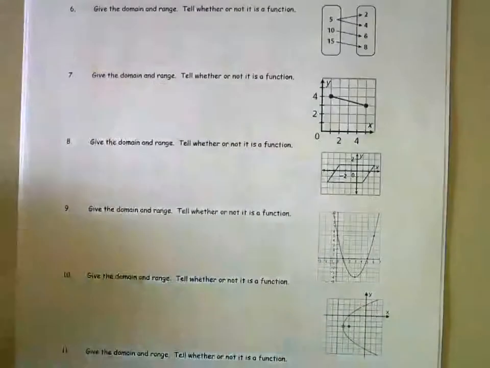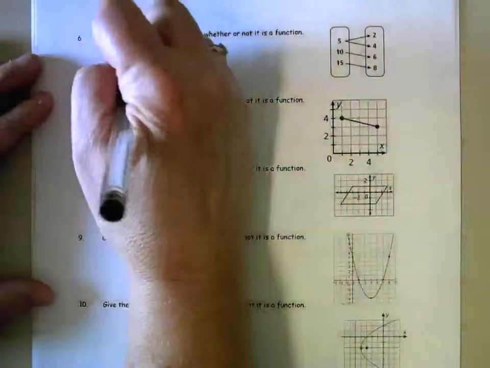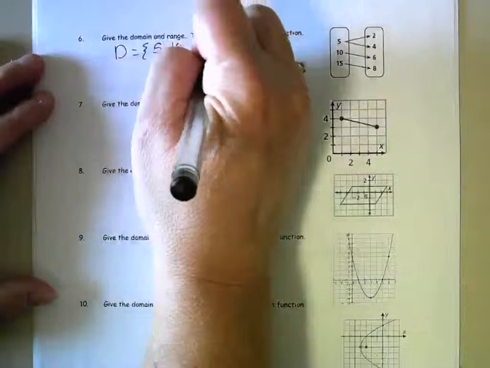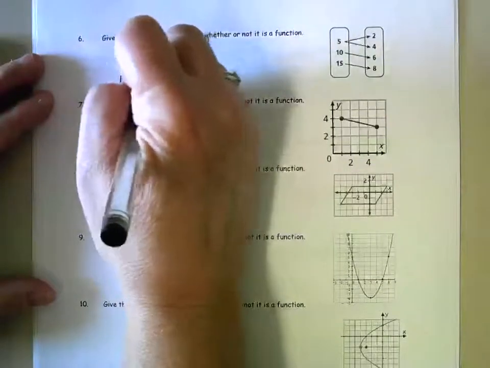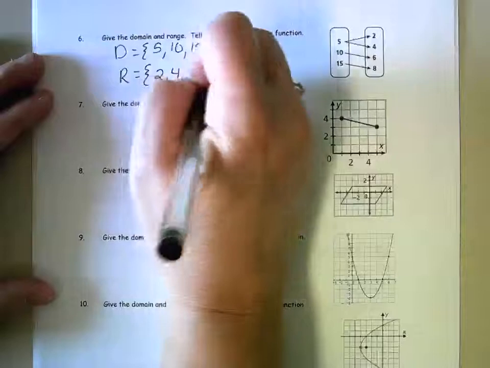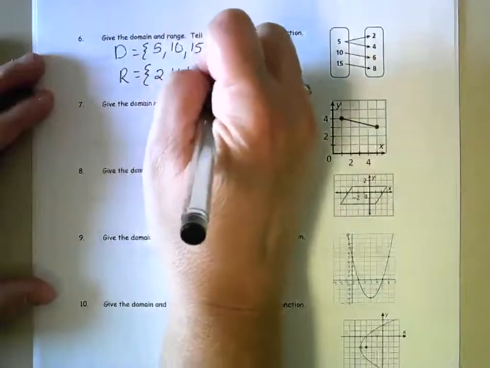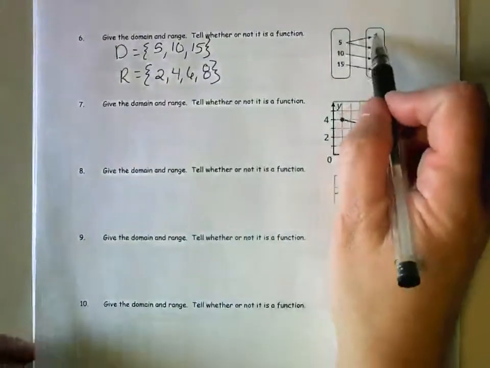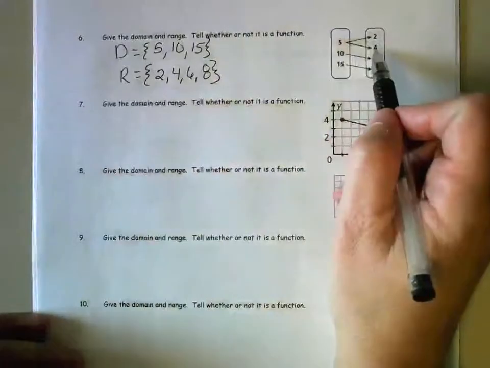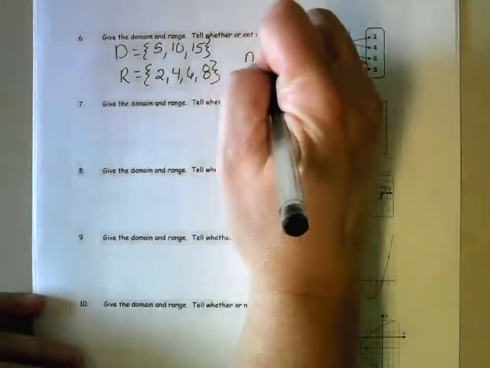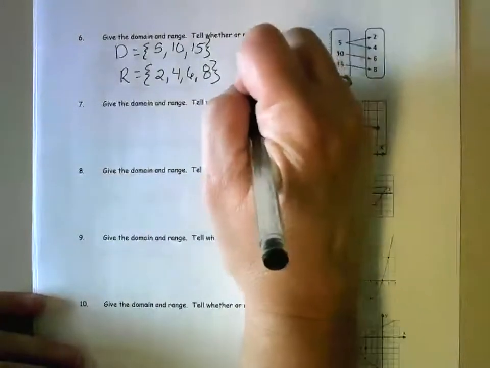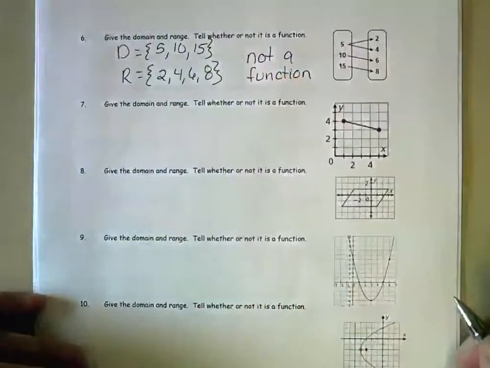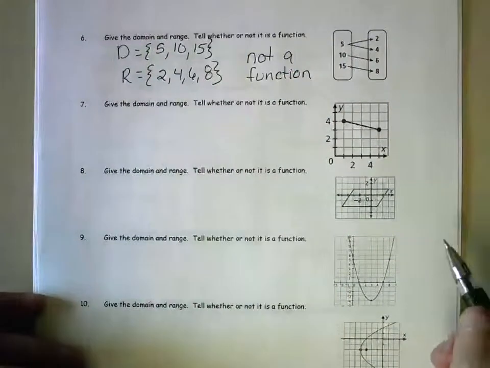At the top of the next page, our domain is 5, 10, 15. Our range is 2, 4, 6, and 8. Now see how the 5 picks the 2 and the 5 also picks the 4? This one then is not a function because the x picks 2 different y's. So this one is not a function.